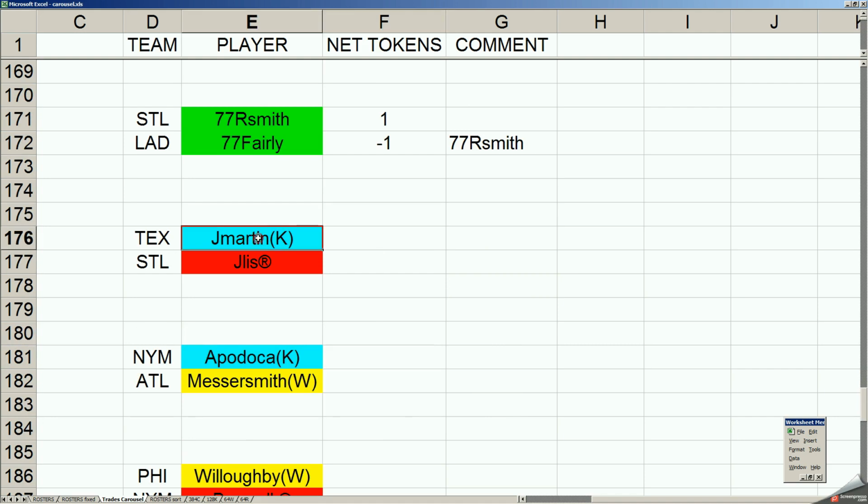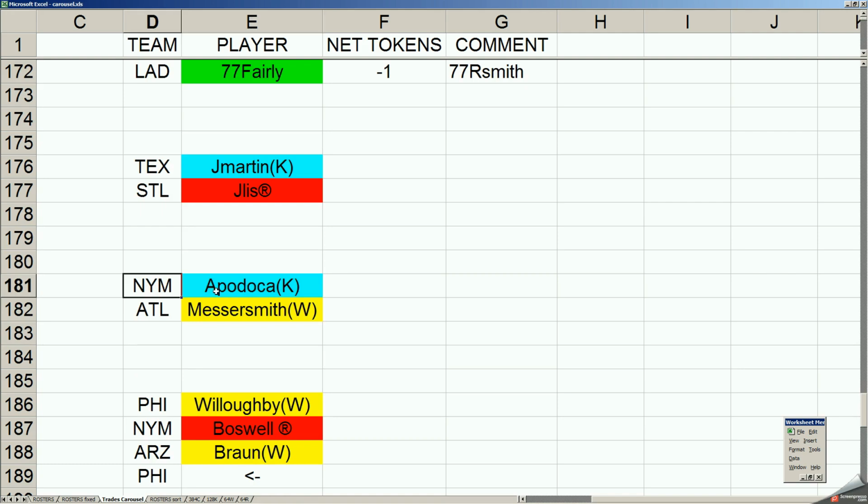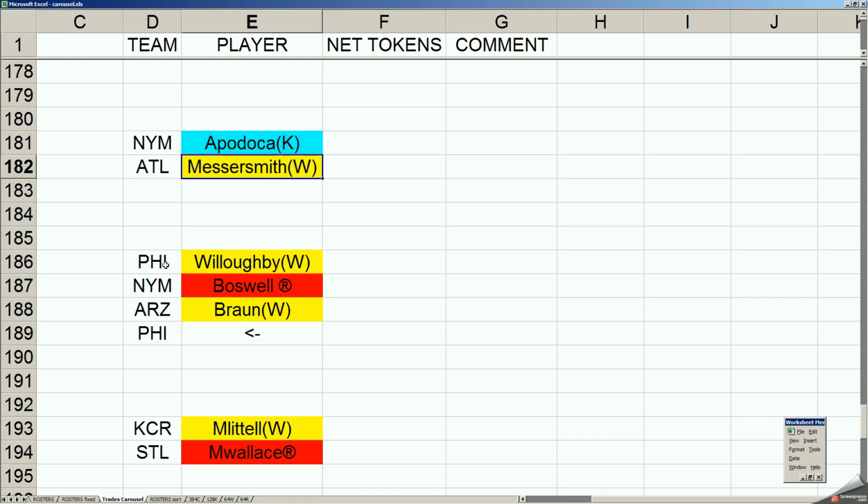All right, the Rangers send Jerry Martin to the Cardinals for Joe Lee. It doesn't really do much moving the needle. The Mets have to create space. They ship Bob Apodaca to Atlanta, who's desperate for any kind of pitching, for a Messersmith that the Mets will promptly put on waivers. Another move, Philadelphia shipping Willoughby, like I said, they had to create space for Soto and McGraw, to the Mets. For Boswell, sending Boswell to Arizona, and Arizona sending Braun back to the Phillies. All these guys are being retired or put on waivers anyway.